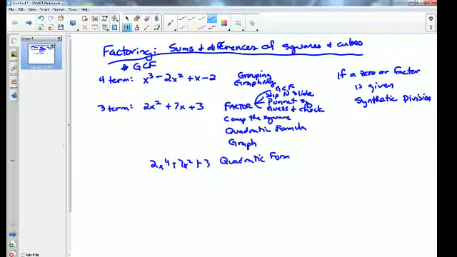And then 2-term is what we're going to tackle today. Okay, so always remember your greatest common factor there, but we're going to do that today with their formulas, right? And they're pretty straightforward.